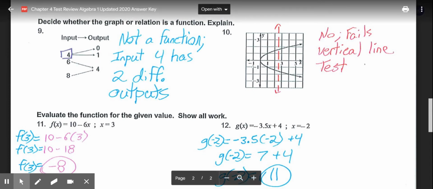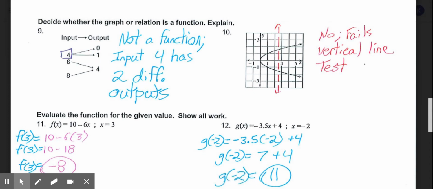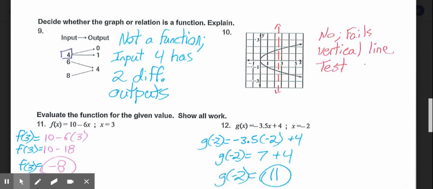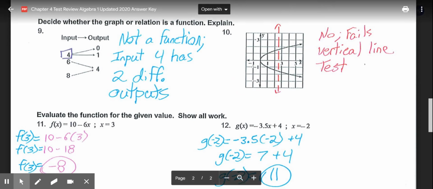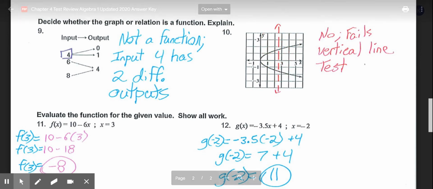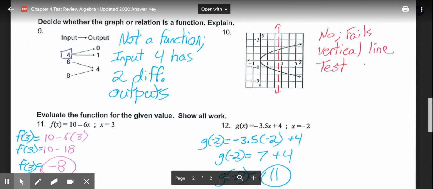And then in 10, if they graph a figure and they want us to tell if it's a function, we'll use the vertical line test. If you can draw a single vertical line anywhere on this coordinate plane that crosses the graph more than once, it is not a function. So this obviously hits my figure twice, so this would not be a function.